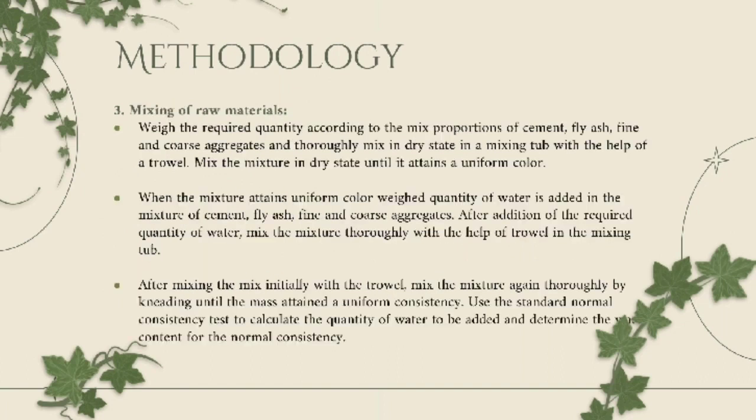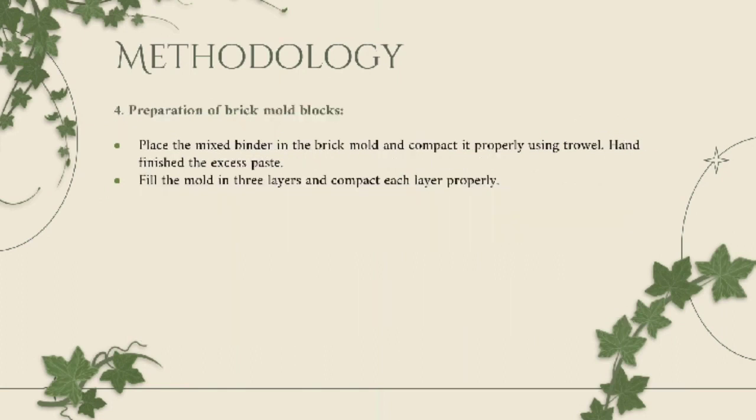Mixing of raw materials. Weigh the required quantity of cement, fly ash, fine and coarse aggregates, and thoroughly mix in dry state in a mixing tub with the help of a trowel. Mix the mixture in dry state until it attains a uniform color. When the mixture attains uniform color, the weighed quantity of water is added to the mixture of cement, fly ash, fine and coarse aggregate. After addition of the required quantities of water, mix the mixture thoroughly with the help of a trowel in the mixing tub. After mixing initially with the trowel, mix the mixture again thoroughly by kneading until the mass attains a uniform consistency. Use the standard normal consistency test to calculate the quantity of water to be added and determine the water content for the normal consistency.